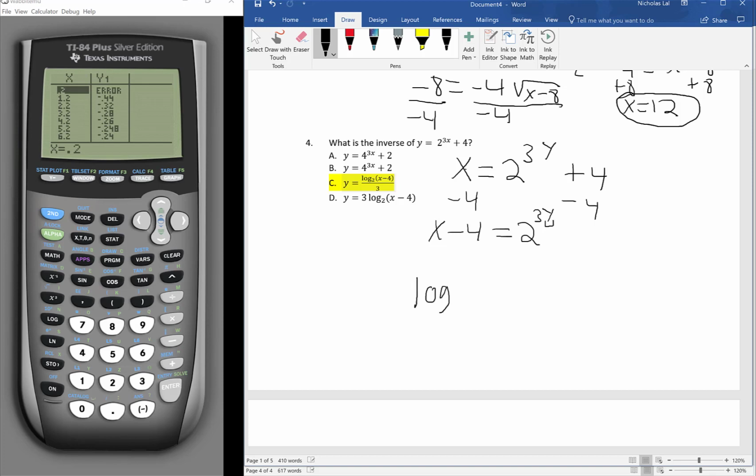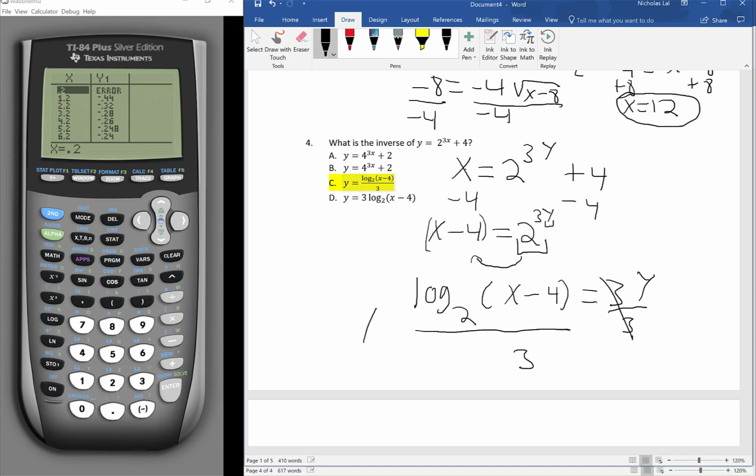Log base 2, swoosh across the equal sign, of x minus 4 is equal to 3y. So to isolate y, we have to divide each side by 3. So y is equal to the log base 2 of x minus 4 all over 3. So the answer to problem 4 is choice C.